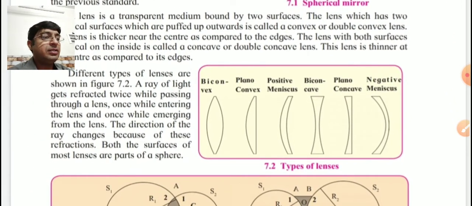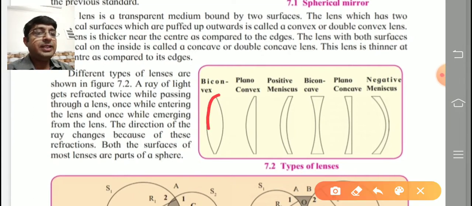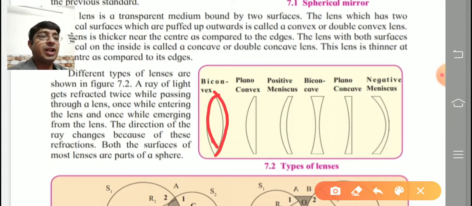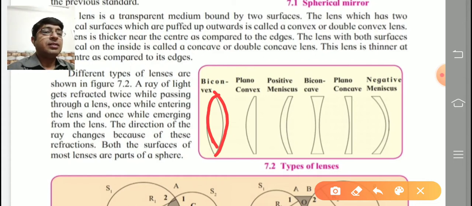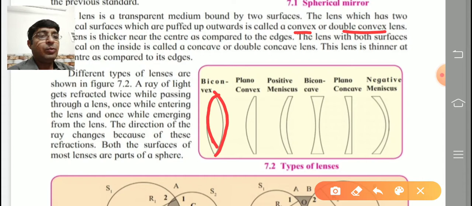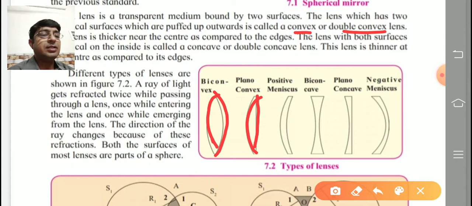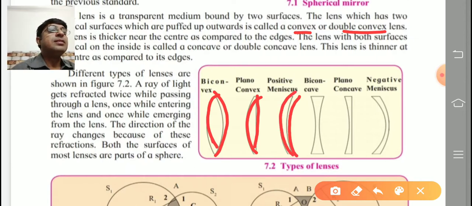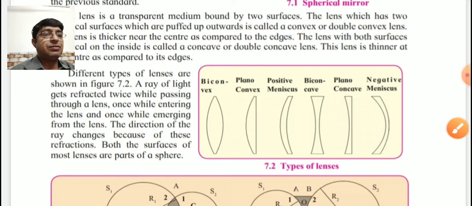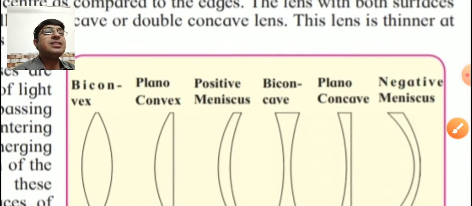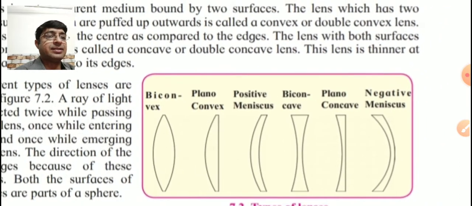In the figure given here, both these surfaces are bulging outward. So it is a convex lens, or biconvex lens, or double convex lens. Check here, labels are given. One side is plane and the second one is convex, so that is called plano-convex. One side is concave and one side is convex, so that is called, now see what label is given, positive meniscus.